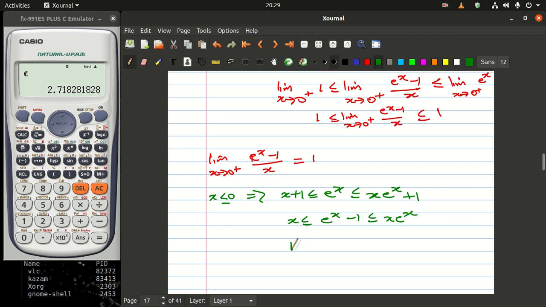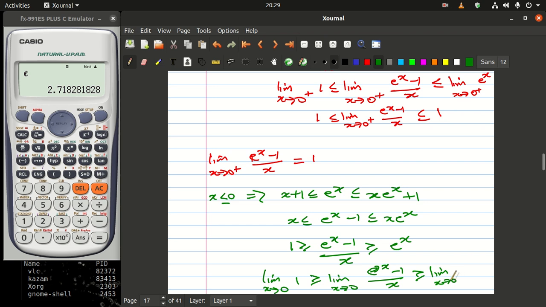Dividing by x, I will get 1 is bigger or equal to (e^x - 1)/x, bigger than or equal to e^x. Why? Because I am dividing by a negative value, so the inequality is reversed. And of course, when I'm taking the limit as x approaches 0 of 1, it must be greater or equal to the limit as x approaches 0 of (e^x - 1)/x, which must be greater or equal to the limit as x approaches 0 of e^x. What is important is that x is less than 0, we're on the left of 0.